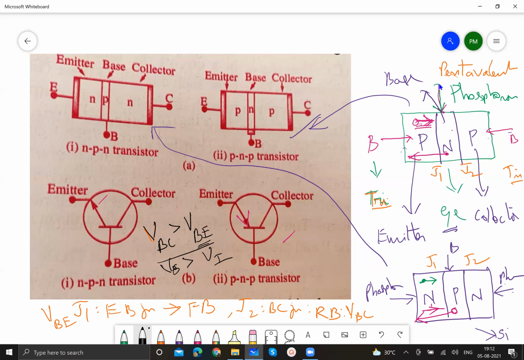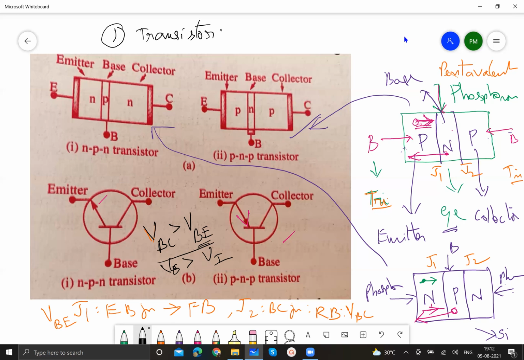So this is about the beginning of the transistor. Now we'll use this transistor in three different modes. So let us see those modes. Have you noted down all the points? So first point. 1 minute, sir. Minutes.